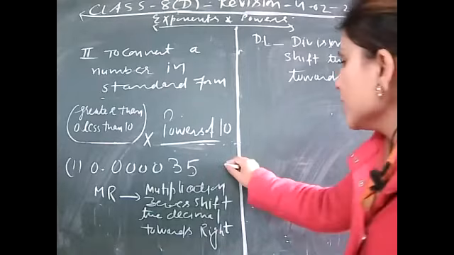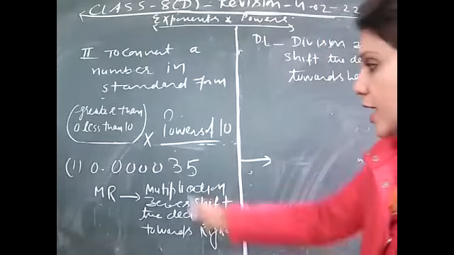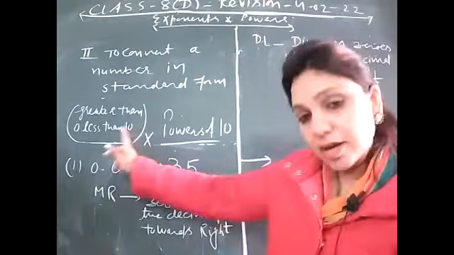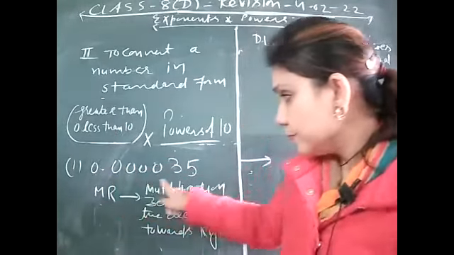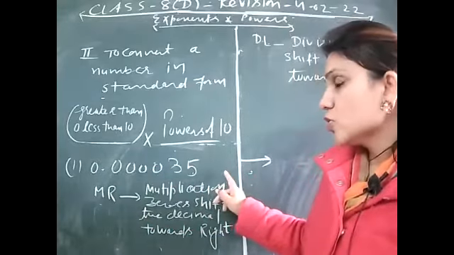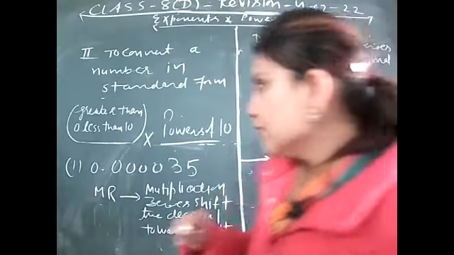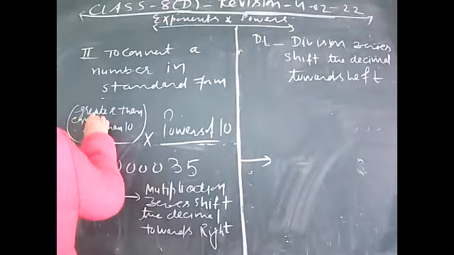So we want to convert this number into the standard form. This number will be in standard form if it contains two parts. One, a number greater than 0 and less than 10, that means this number 0.00000, greater than or equal to 1.